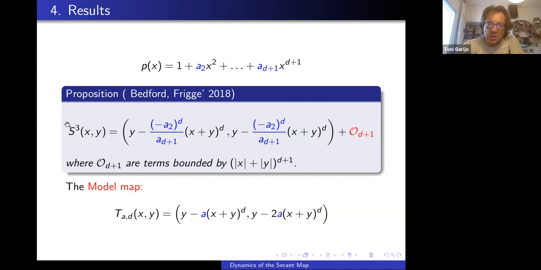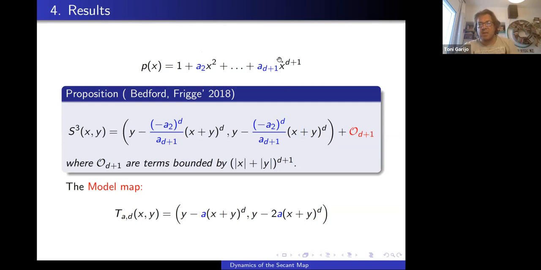Now for the secant map cubed, this 3-cycle is a fixed point, and this is the expression, and this expression has the terms until degree D plus other higher order terms. And well, we consider the model map, and the model map is just the first part of this expansion, just until degree D. This parameter in blue encodes the behavior of the polynomial near 0 and near infinity.